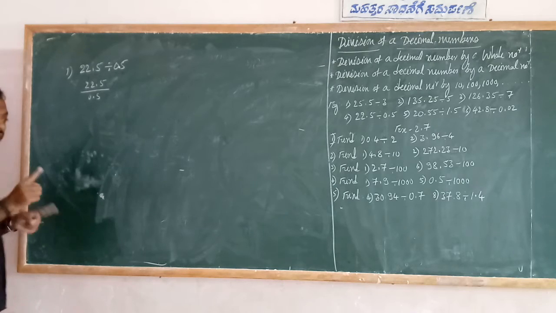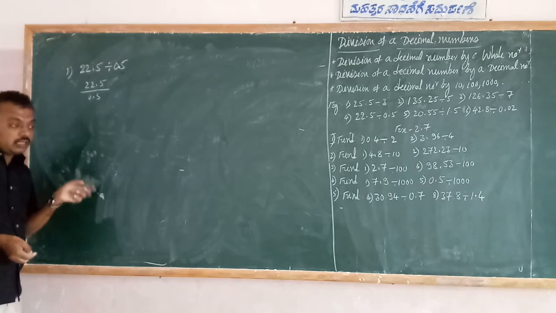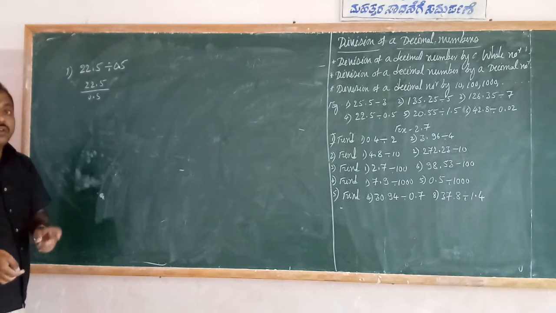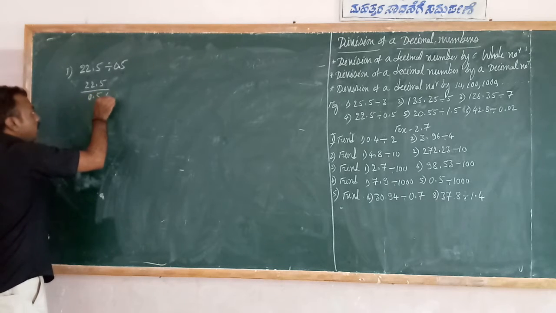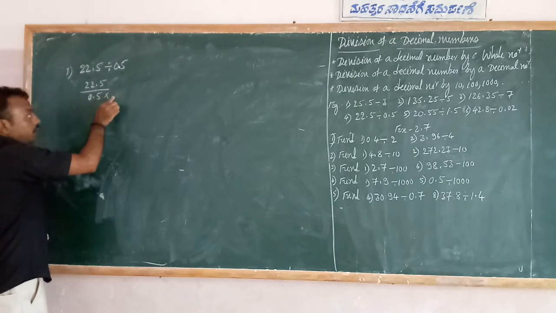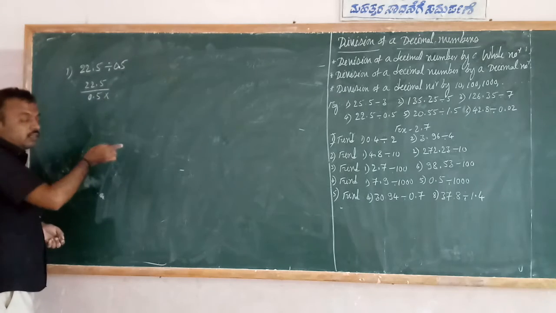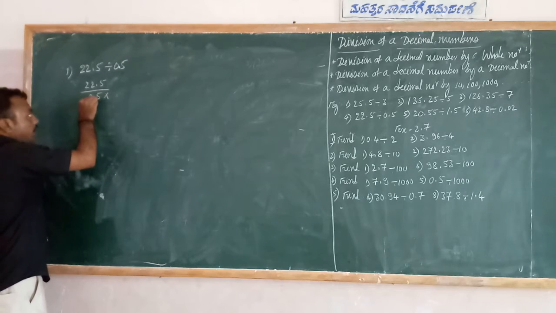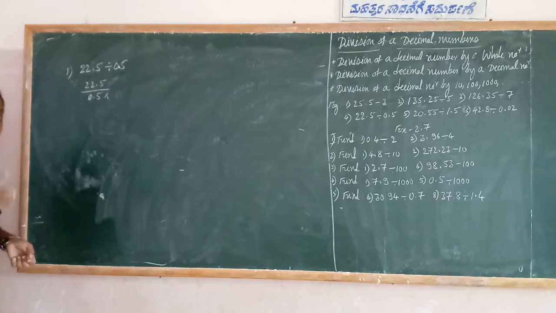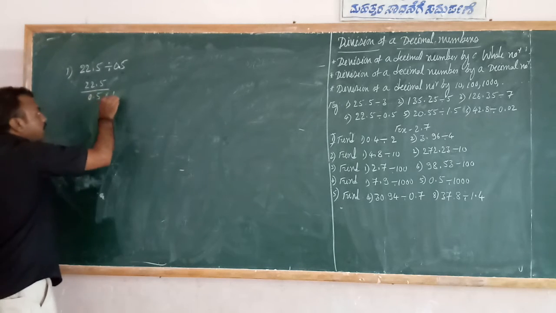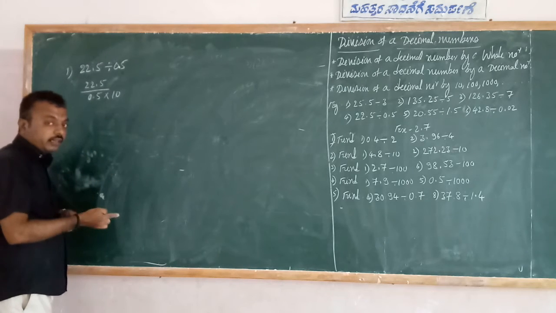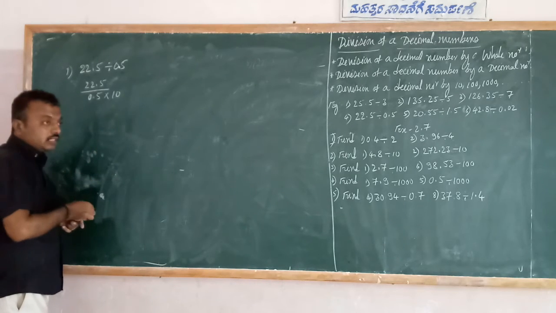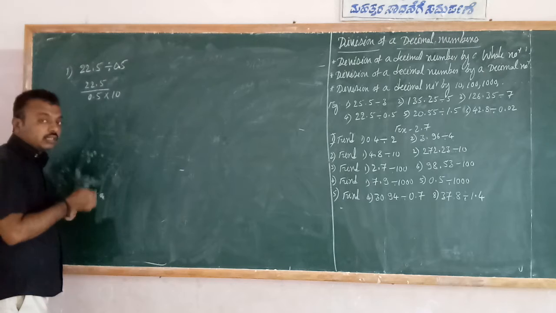If you multiply by 10, 100, 1000, the decimal number automatically becomes a whole number. Here 0.5 is there. So which number do we have to multiply by? If you multiply by 10, 100 or 1000, anyone you can take. First, how many digits are there after the point? One digit. That's why we multiply by 10. If there are 2 digits after the point, we multiply by 100. If 3 digits, we multiply by 1000, etc.